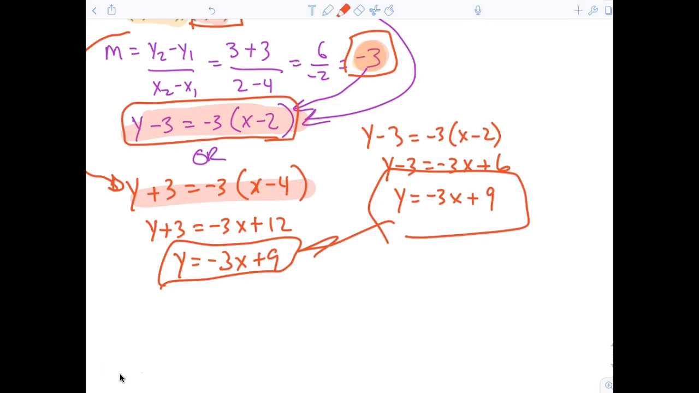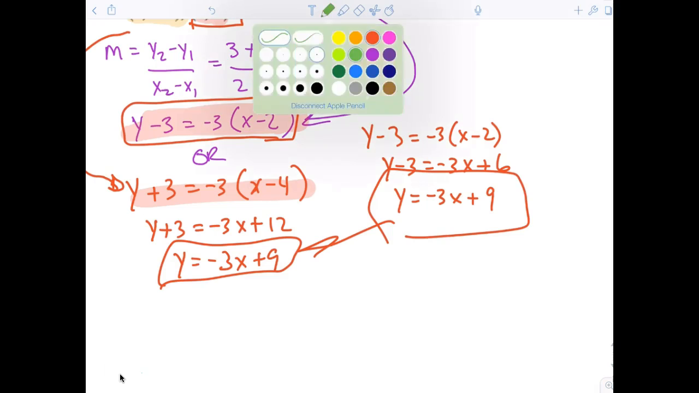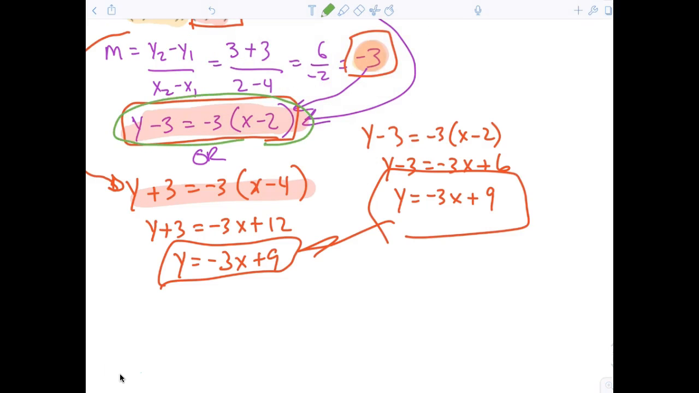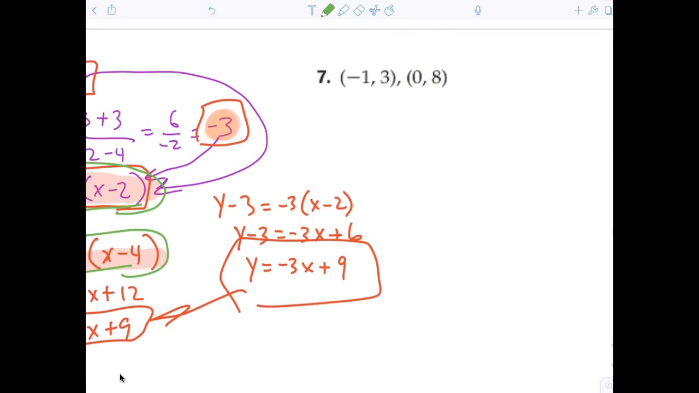Is everybody with me? So again, all of that's not necessary. Right now I'm teaching you the point slope format. So the ultimate answer you could have said was this answer here or this answer here. Either one of those was good. All right? So let's see if you understand what I mean now for question number 7.